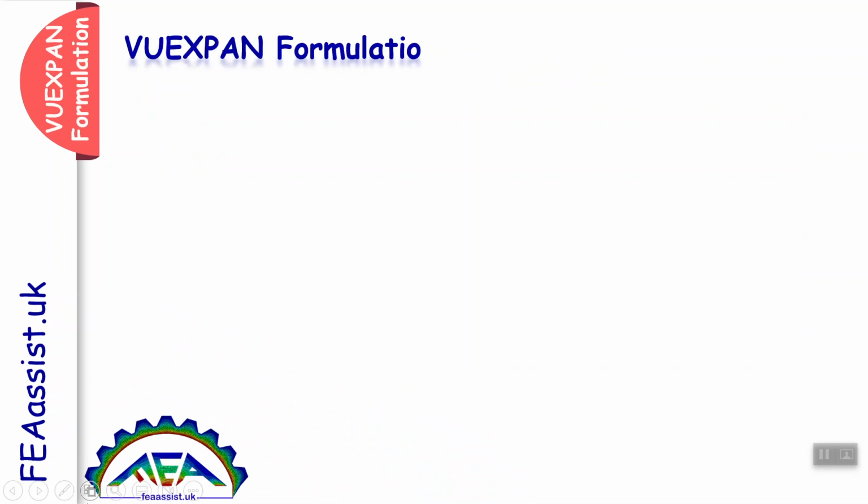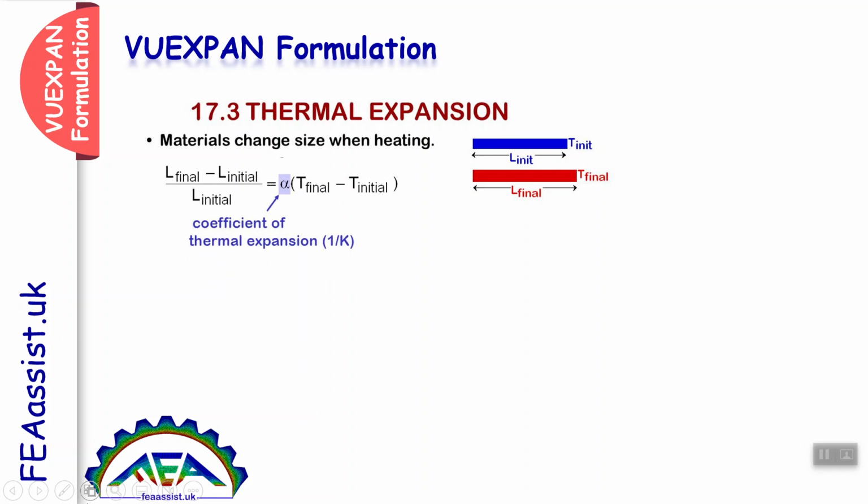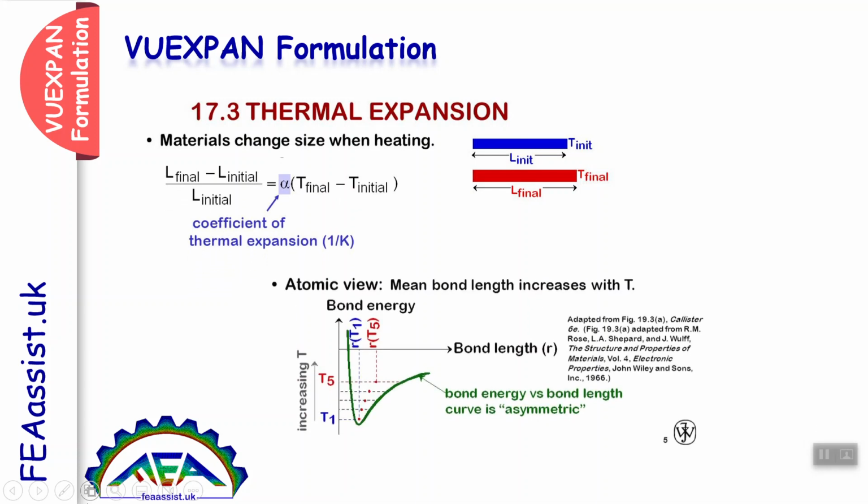UEXPAN formulation. The materials change size when heating. In other words, if you increase the temperature of a sample, the length of the sample in all directions will increase. How much? It depends on thermal expansion coefficient. Why? If you have a look in atomic view, we will find that the frequency distance of atoms increases in heating, and this is the reason of thermal expansion.